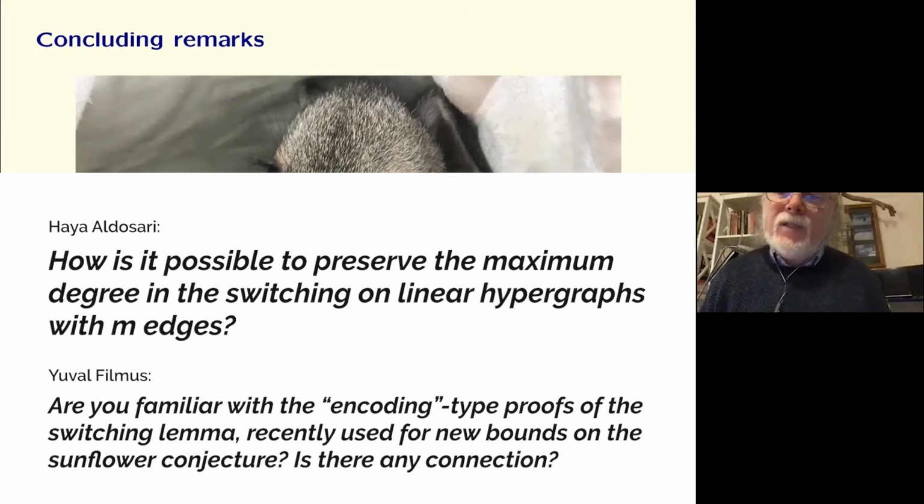On Haya's question about preserving the maximum degree, the thing is that you can't in general preserve the maximum degree. What you have to do is to show that the number of switchings that increase the maximum degree over the bound are small compared to the total. And you can in fact do that by an auxiliary switching, which changes the maximum degree.